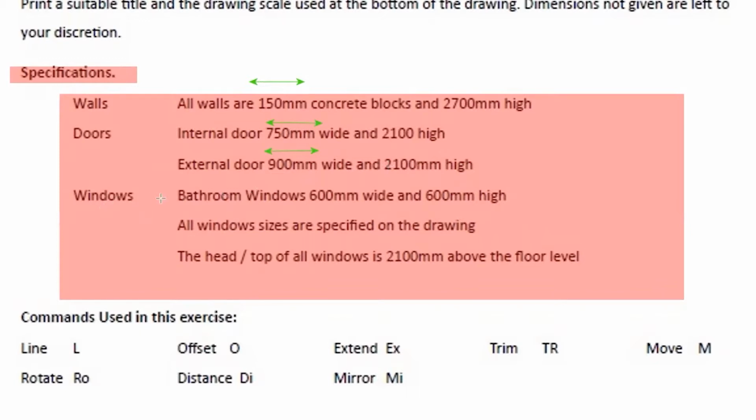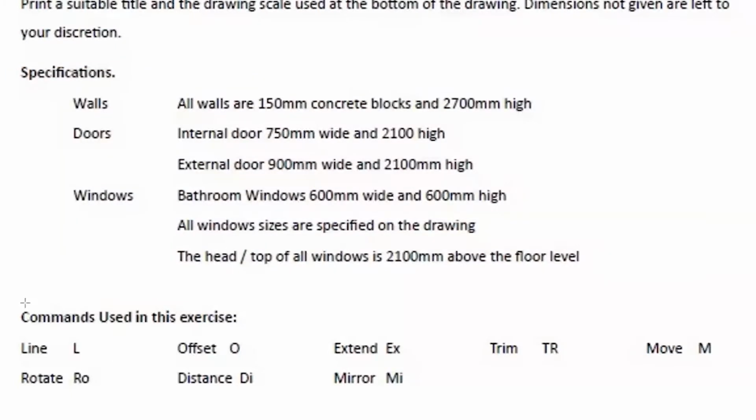Again, so we move on to the windows. Bathroom windows 600 millimeter wide, 600 millimeter high. All window sizes are specified on the drawing. The head / top of all windows is 2100 millimeter above the floor level. So that is something that we would need when we are dealing with the elevations and sections. But for right now, everything that I have highlighted with the left to right arrows are what we are going to be focusing on while drawing the plan. So that's the first thing you need to observe, how to read the specifications and interpret them so that you can use the information. Now, he has given us some useful commands.